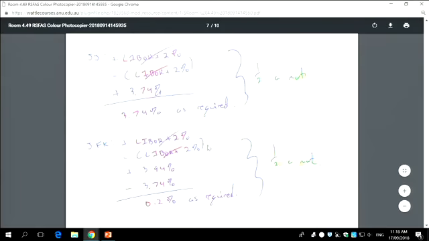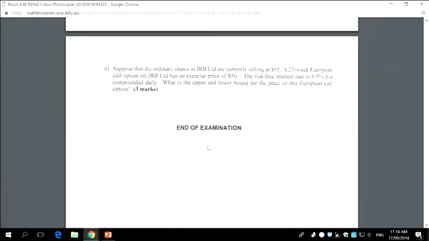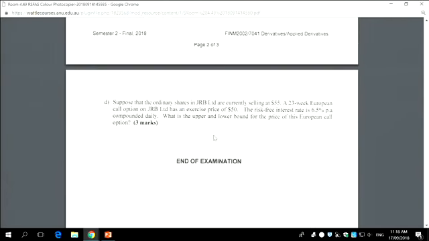And finally, question D. Suppose that ordinary shares in JRB Limited are currently selling at $55. A 23-week European call option has an exercise price of 50. Risk-free rate is 6.5% per annum compounded daily. What is the upper and lower bound for the price of this European call option? Okay, so again, straight from the lecture notes.